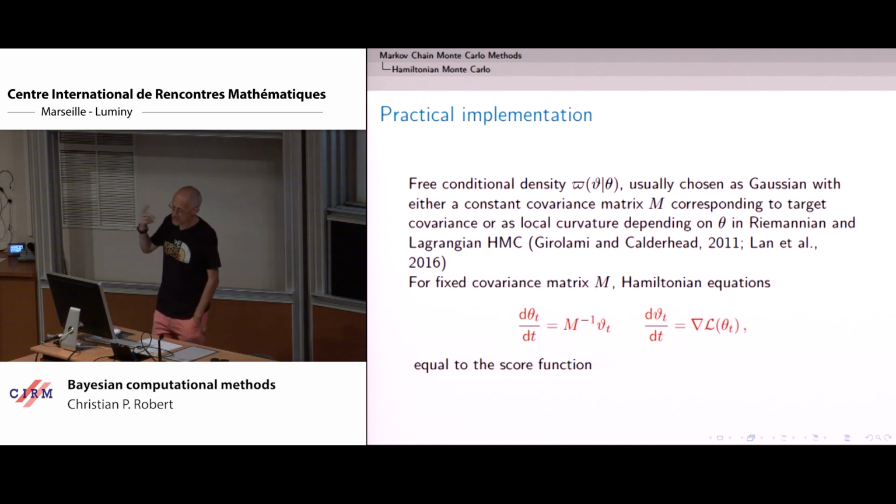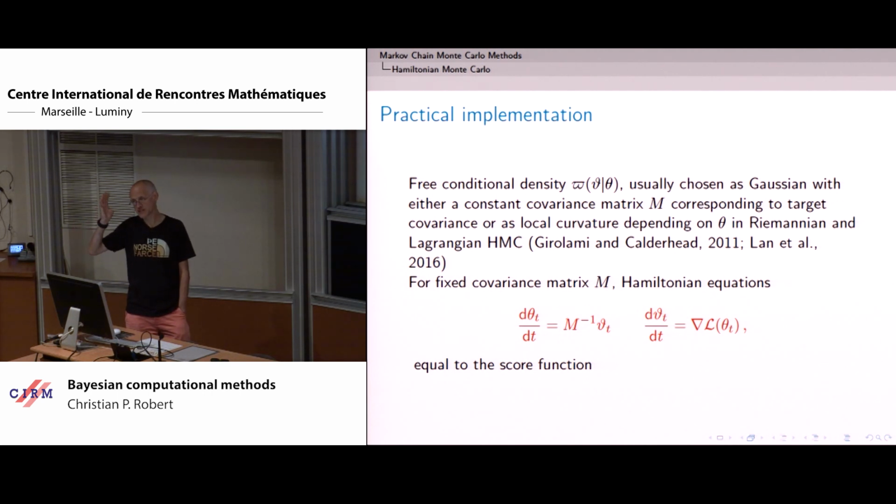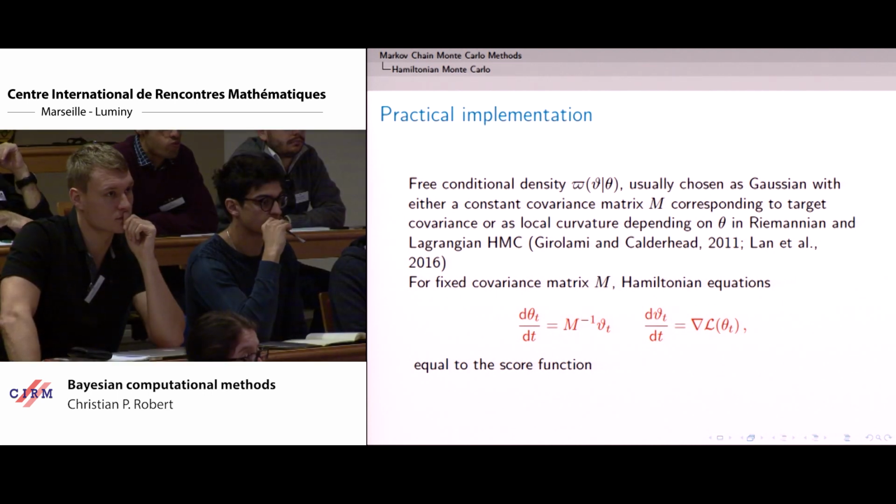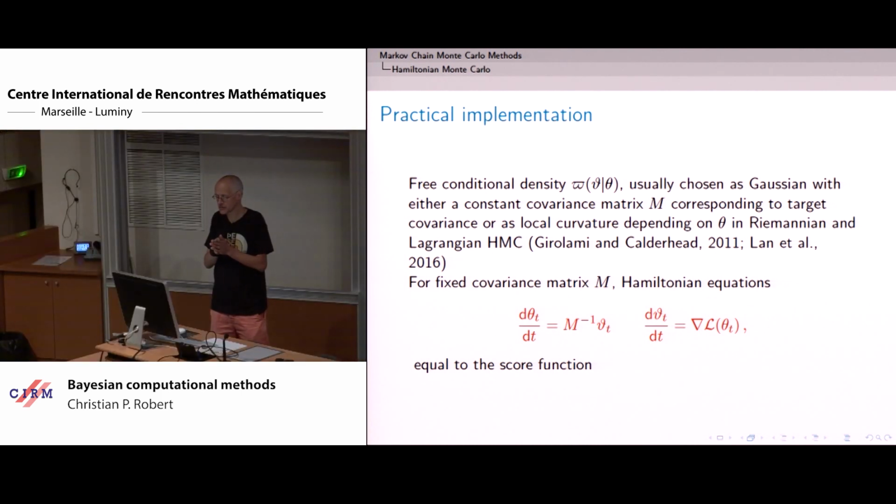Because the secondary or auxiliary variable has a free distribution, there is a problem of choosing that distribution, and by default, it's most often picked as a Gaussian distribution, which is of the same dimension as the original target. This Gaussian is centered and has a certain covariance matrix that may be the identity, which is really a poor choice, or that is derived from the target, from say an average covariance matrix, or in a more advanced feature that can be local, based on the derivatives of the target one way or another. So these are the Riemannian and Lagrangian versions of HMC that appeared in the previous picture.